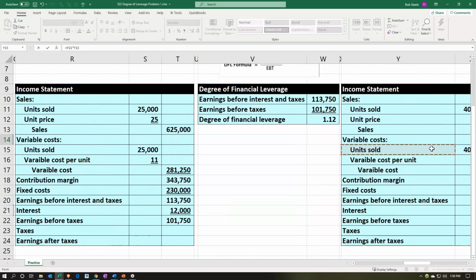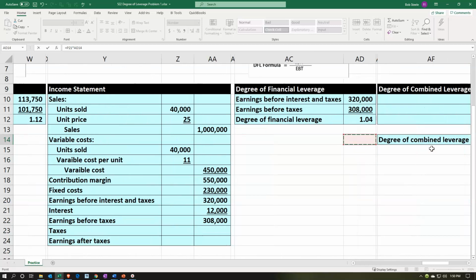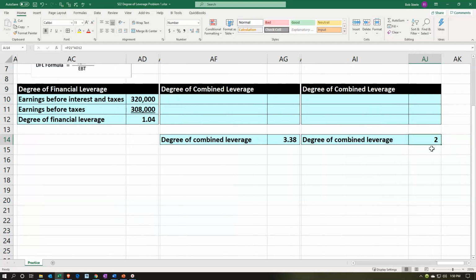I want the degree of financial leverage, but not that one. I want the second one, the 1.04. So then enter. That's going to give us 2. We're going to put our cursor back on it. Home tab, numbers, increase the decimals. We could keep going. We're going to stop at 2, stopping at the 1.79. So there's our calculation here.